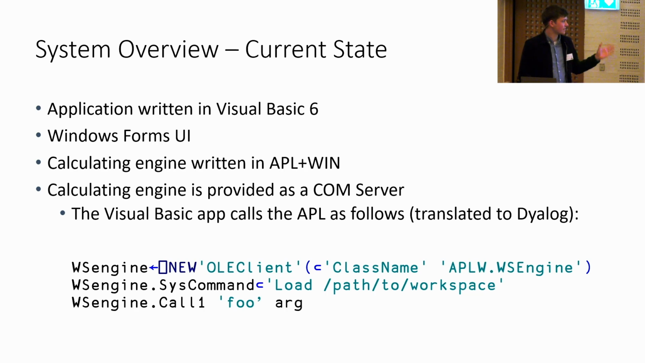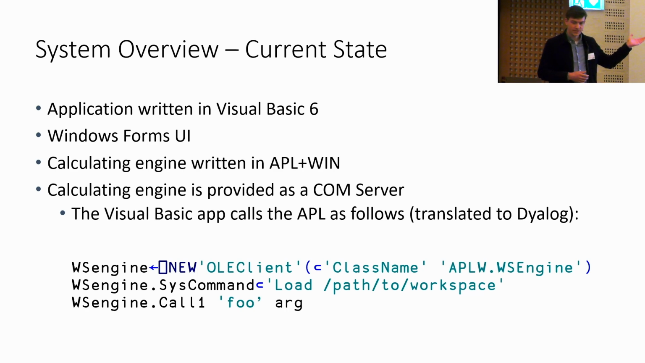And this COM server, this might sound a bit mysterious to you. And since I didn't want to put any Visual Basic code up here, I thought I'll just translate it to Dyalog and show you how this interface actually looks like. So there is this OLE client, WS Engine, which ships with APL+WIN, and it allows you to start an APL+WIN process in the background and then do some things with it, like executing system commands to load a workspace and then call functions. And that's actually really all that happens here.